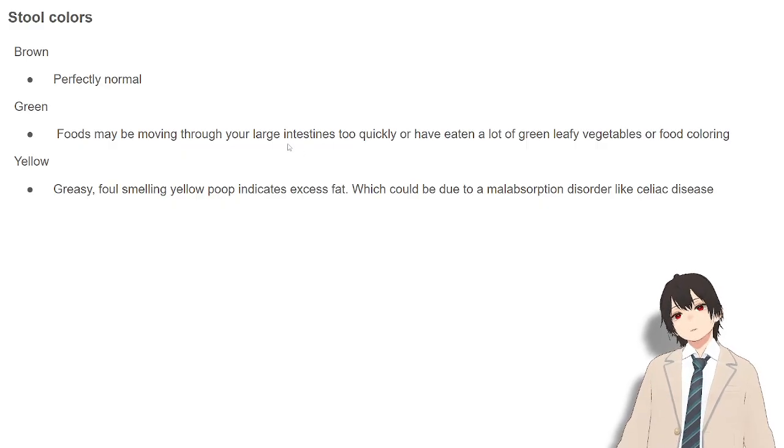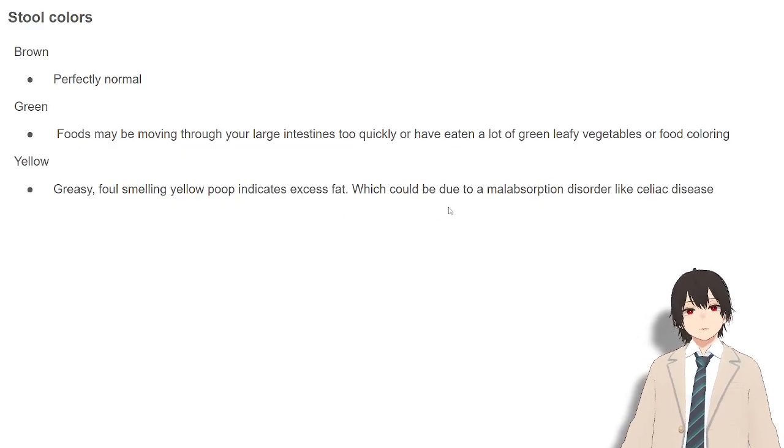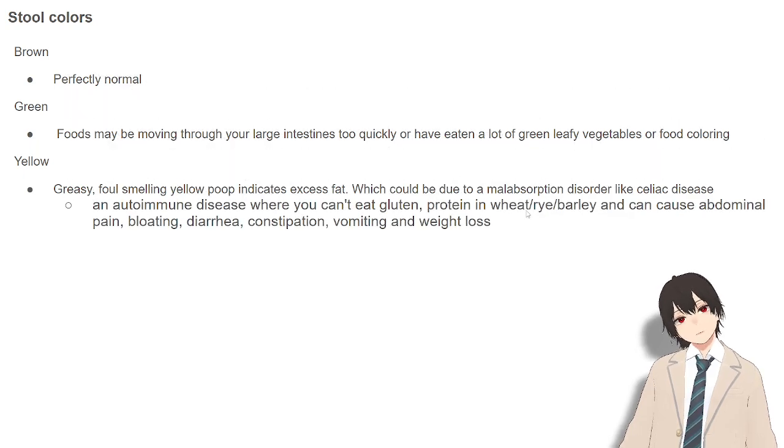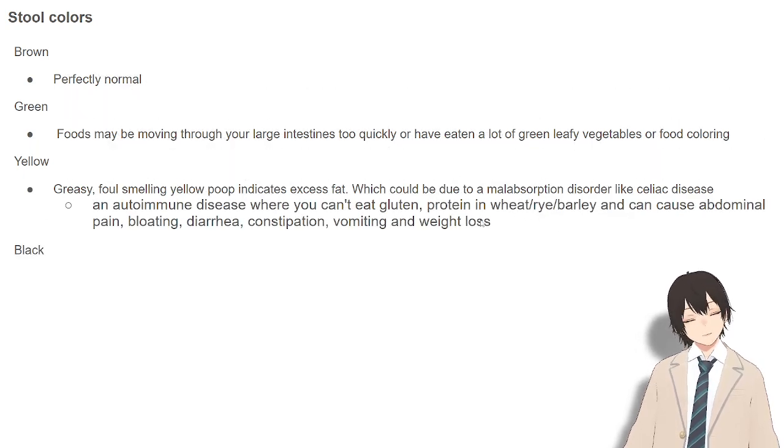Yeah, maybe TMI. Yellow is usually indicative of fat, so that usually is like a problem with absorbing the fat, because normally the fat should have been absorbed, but if it's just coming out of you, it could also be a sign of an issue in the gut. Also could be related to celiac disease. Yeah, this basically just defines what celiac disease is.